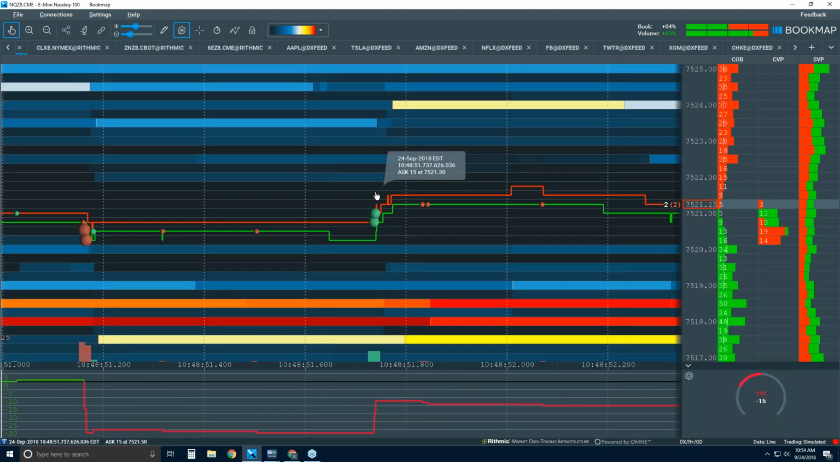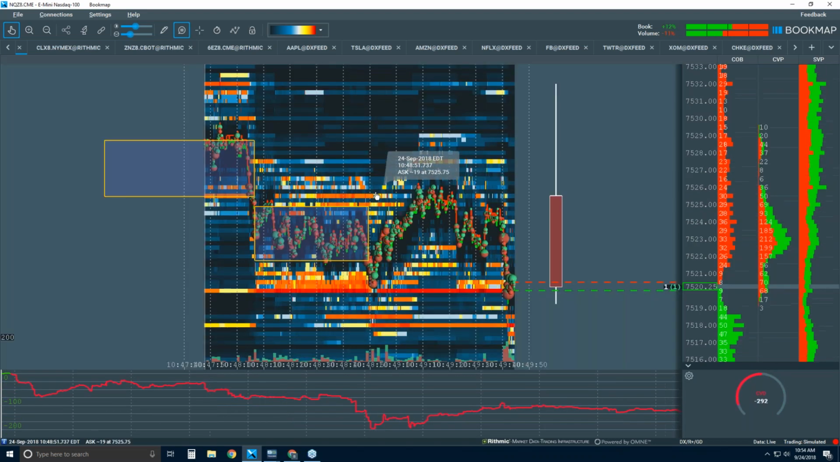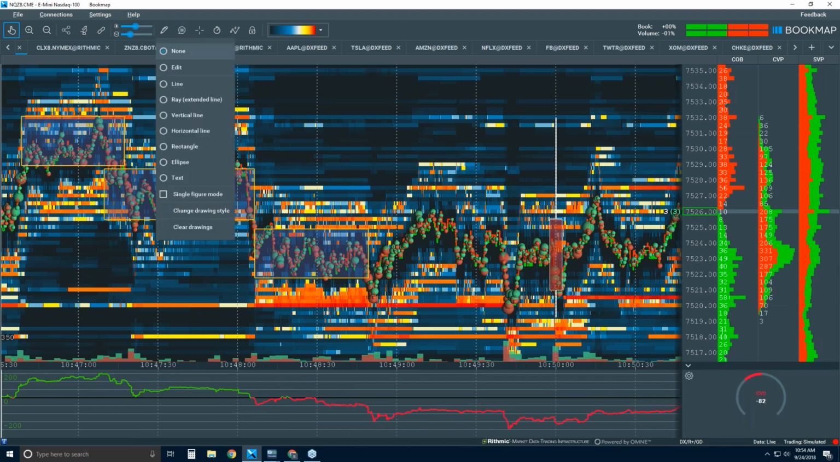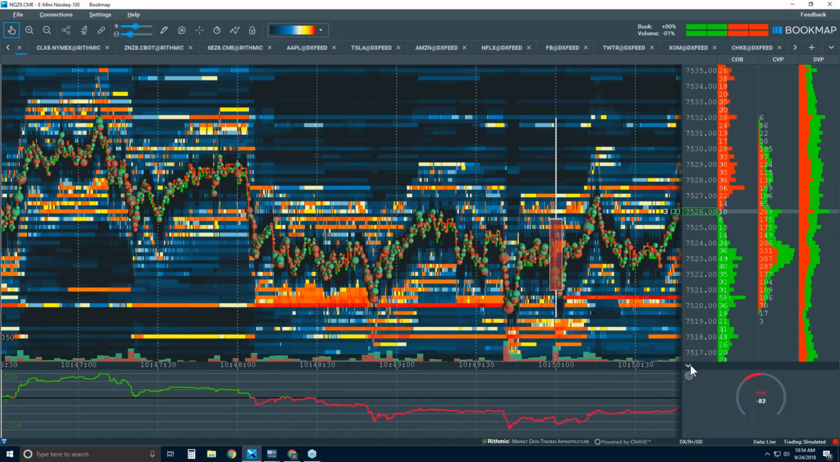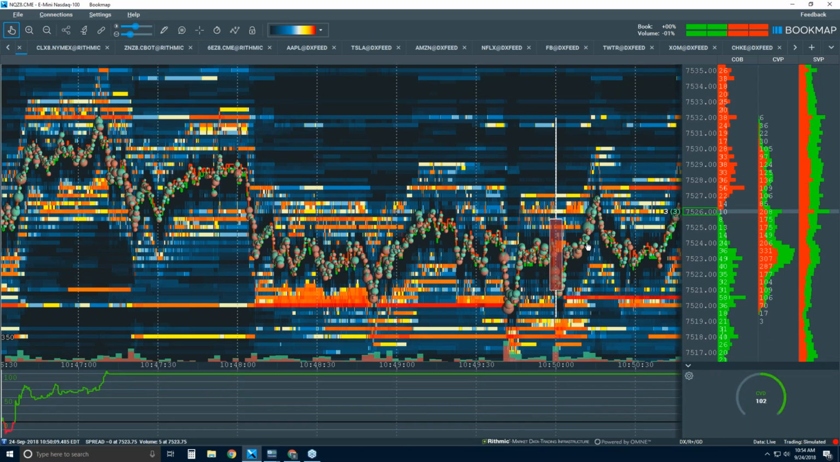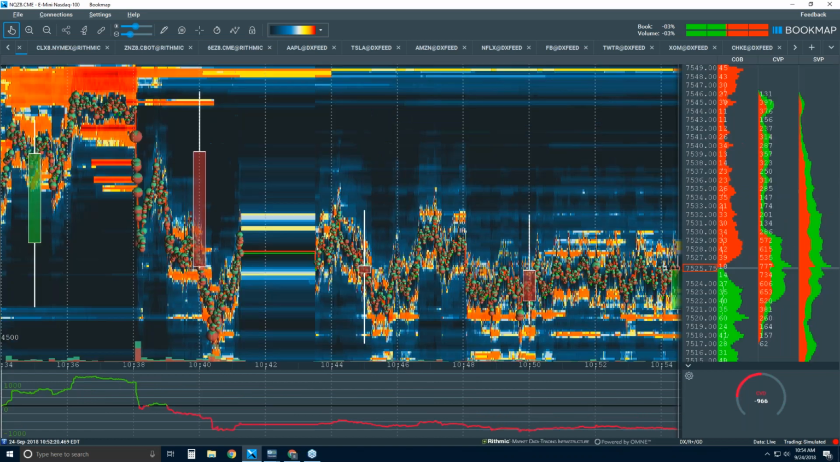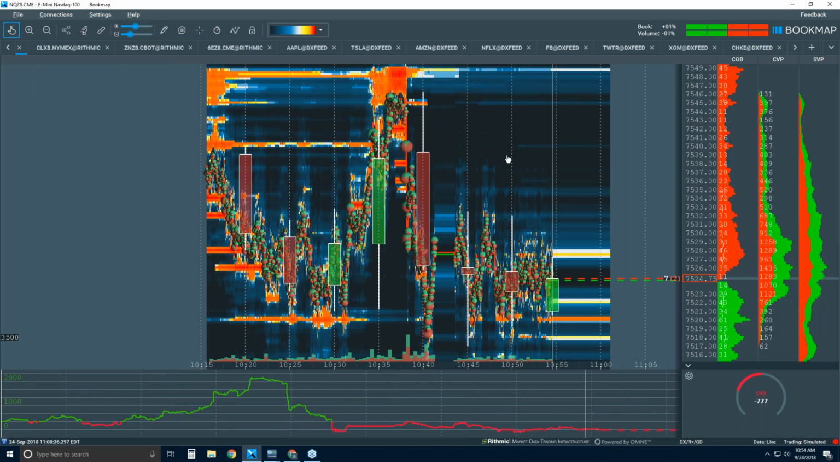All right, anyway, we can start to use that data and information on the higher time frames. So let's first erase our drawings here, and let's get to this higher time frame stuff. Let me close up our CVD as well, and take our candlestick off.